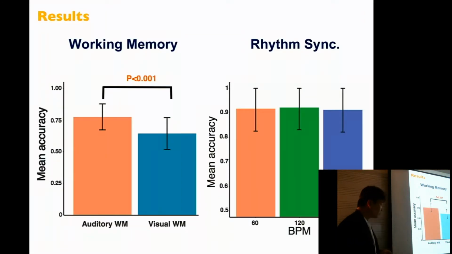As you just heard, visual working memory is a lot harder than auditory working memory for kids. There are significant differences. But for rhythm synchronization, overall, kids did a fairly good job. They're all at around 90% accuracy or above.